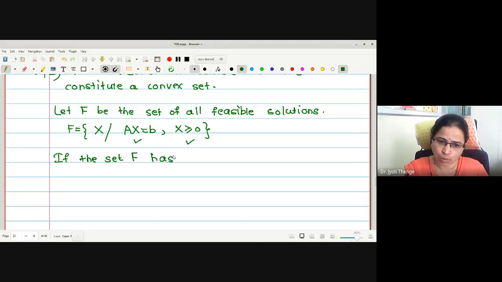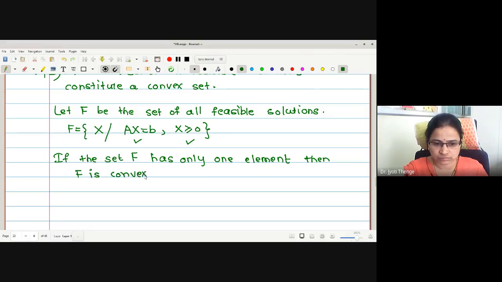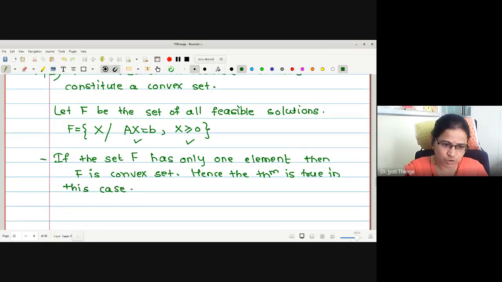has only one element, then capital F is convex. Hence the theorem is true in this case. Let me put a small star here. This is the first possibility.